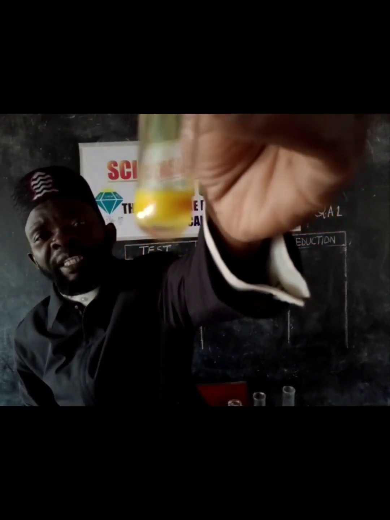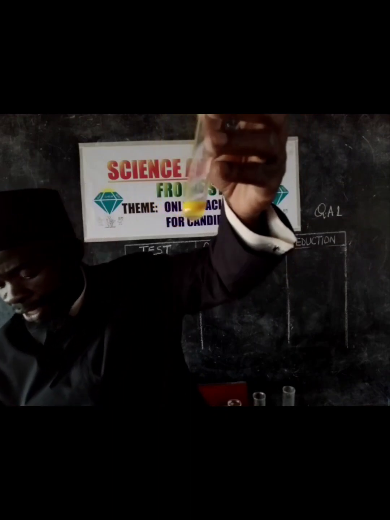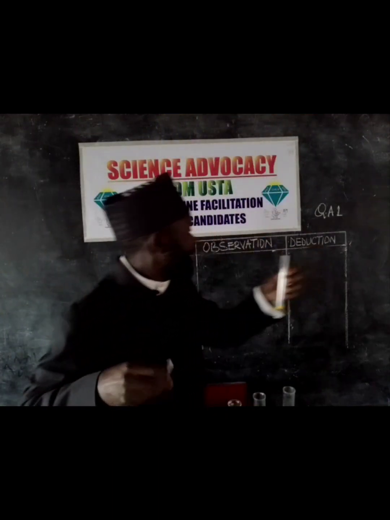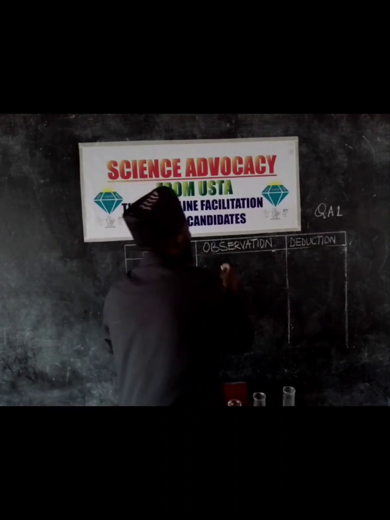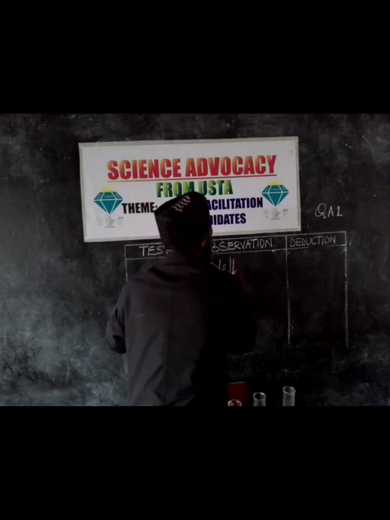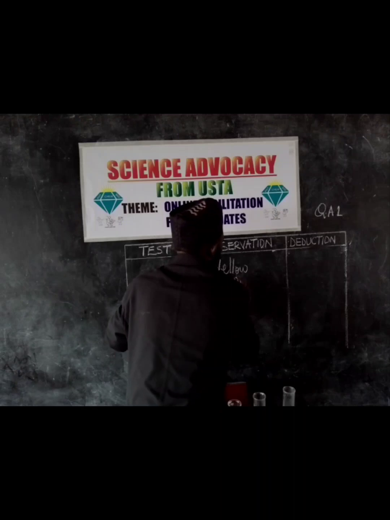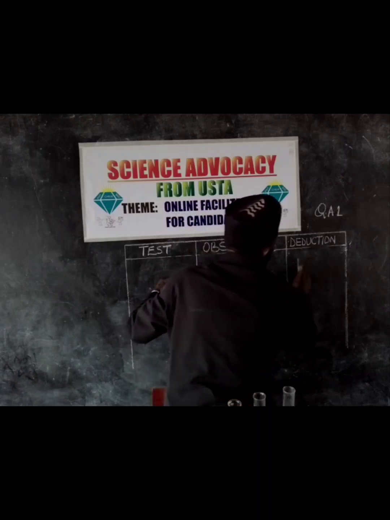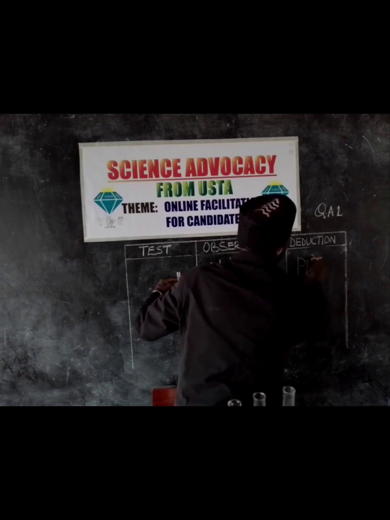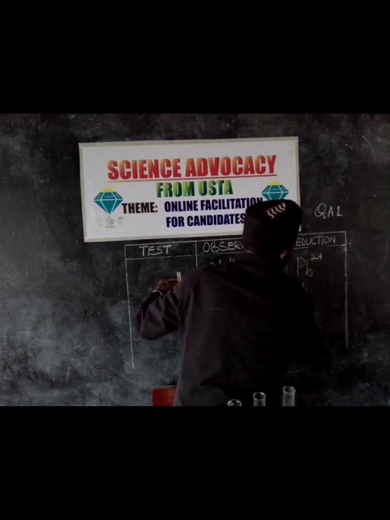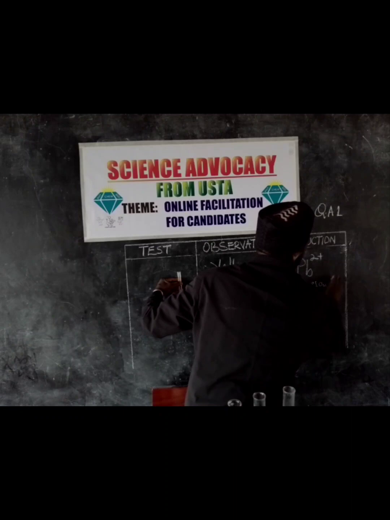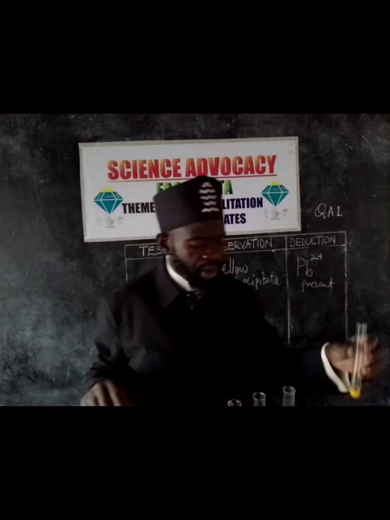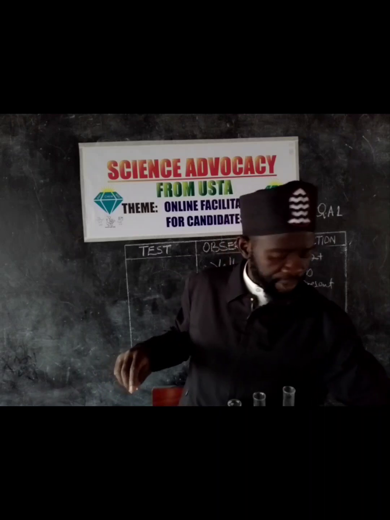So that yellow precipitate, what does it mean? It means lead is present. This is an indication that lead is present. Then we go to the next part.